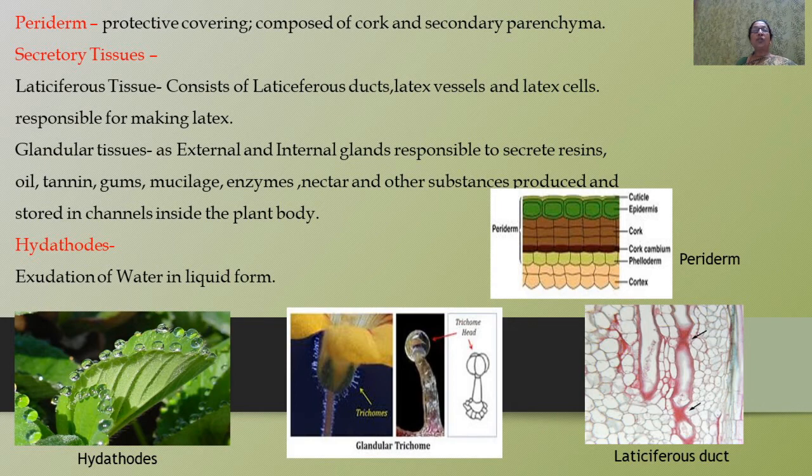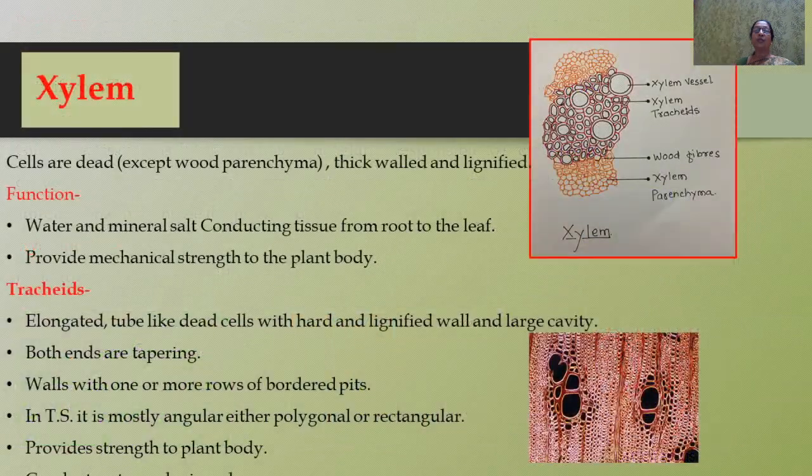Secretory tissues consist of laticiferous tissues and glandular tissues, which have the function to secrete various secondary metabolites like tannins, gums, resins, nectars, enzymes, etc. So these tissues are also important as accessory tissues with the simple and complex tissues. Next one is the xylem tissue, which is a complex tissue. We will see it now in detail.